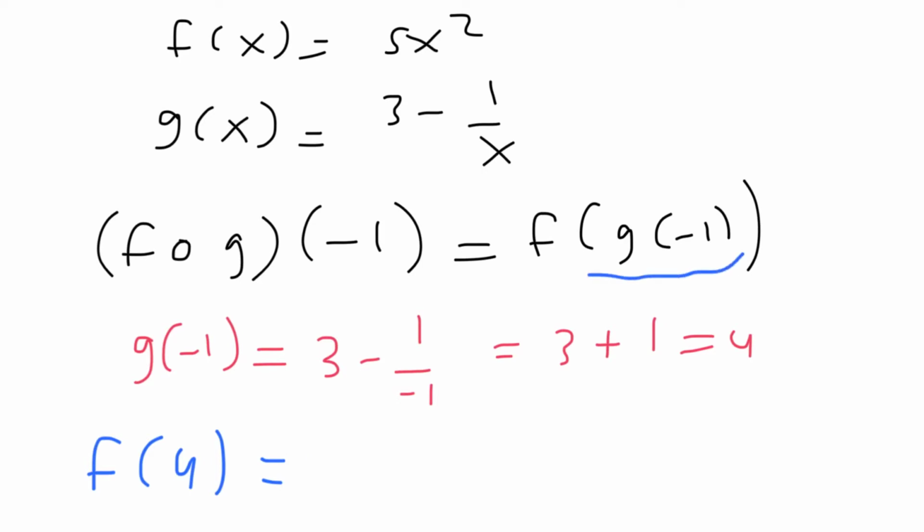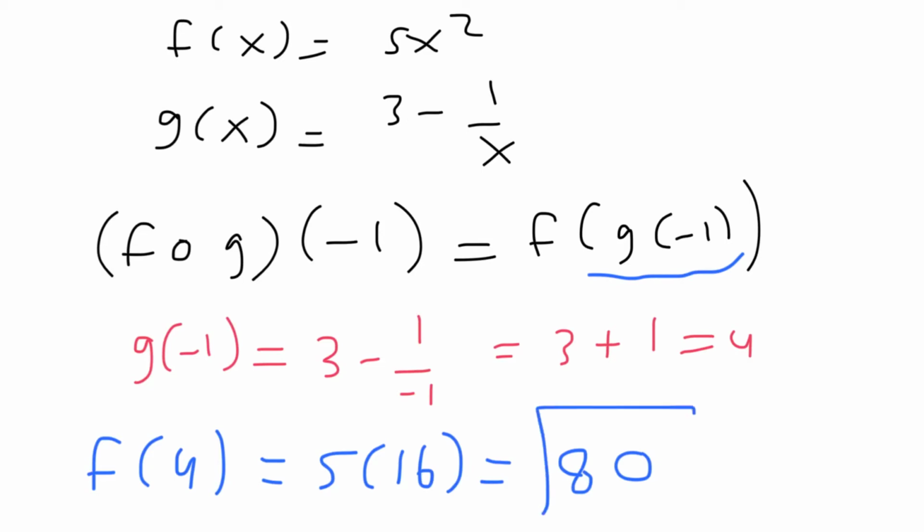I just got this, right? F of 4. So just put x equal to 4 right here, and then multiply by 5. So you get 5 times 16, which is 80. That's it. So the answer is 80. This is what he wants, and I got it equal to 80. So that's how you get the composition of functions in the case you have numbers.